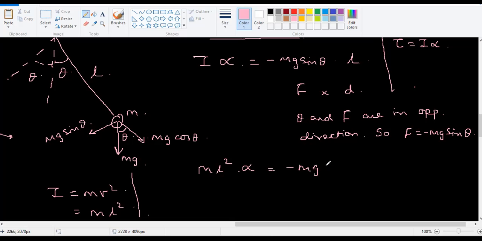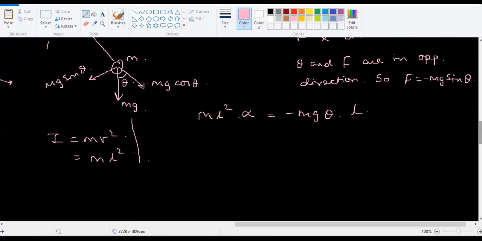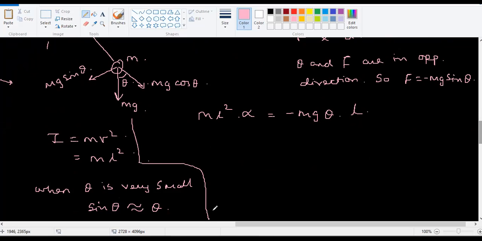Minus mg sin theta. Sin theta I'm going to write as theta. Why? Because in mathematics very often we take this: when theta is small, sin theta can be approximated as theta. So sin theta will be written as theta.